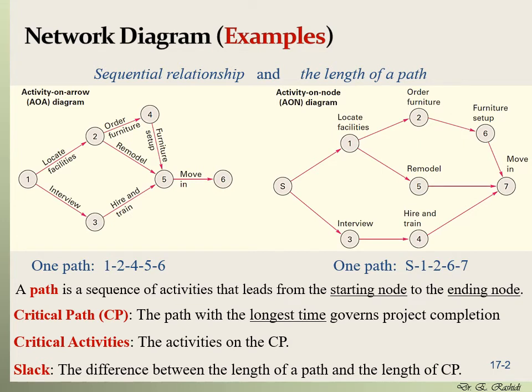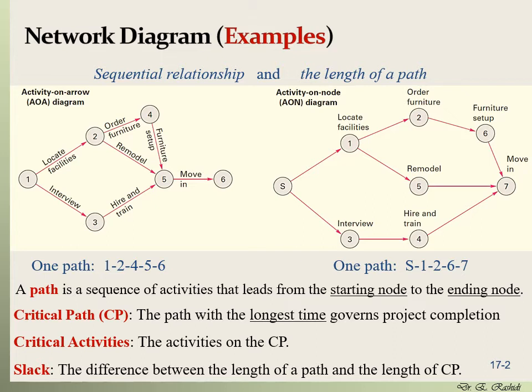Let's take building a new department in a bank as the project that we want to represent using the network diagram. For such a project, the activities required are locating the facility, ordering furniture, furniture setup, remodeling, interviewing for the staffing, after interviewing, hiring and training, and then at the end, moving to the new department. So there is a precedence relationship between these activities. Some have to be completed before the others.